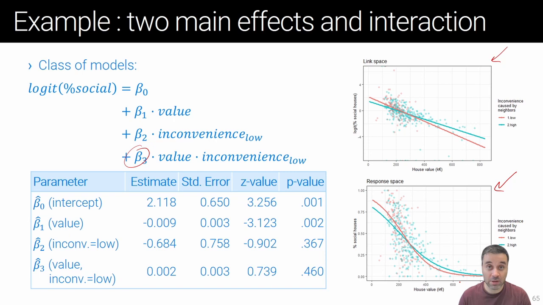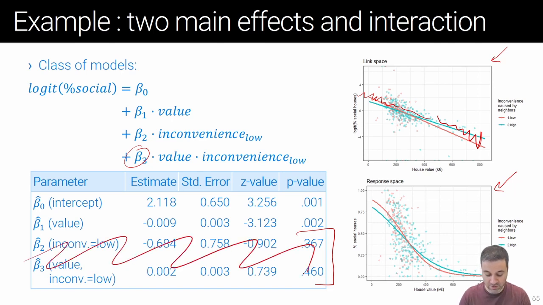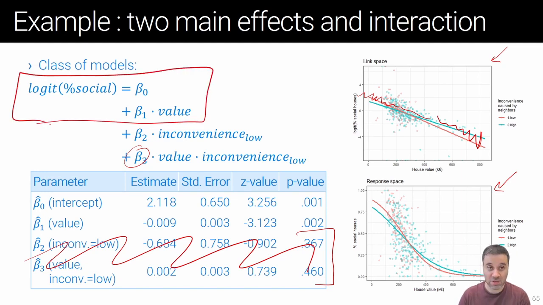We can still look into the regression table, and we find that both the main effect and the interaction effect look like we don't have enough evidence to really say that these differences that we are modeling here are statistically significantly different from 0. And so we might be, again, inclined to remove beta 2 and beta 3 from the model, meaning we just stay with the model of social houses depending on the house value.